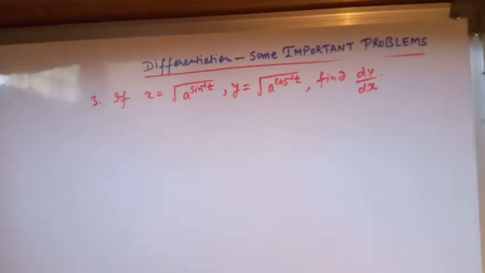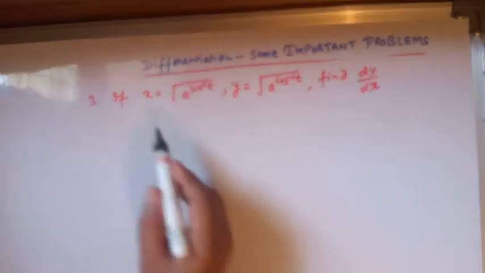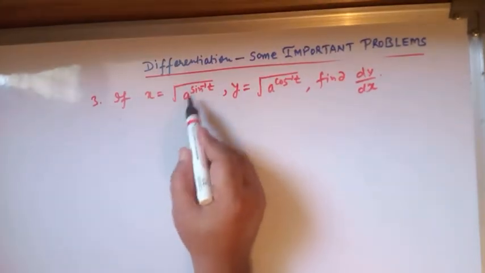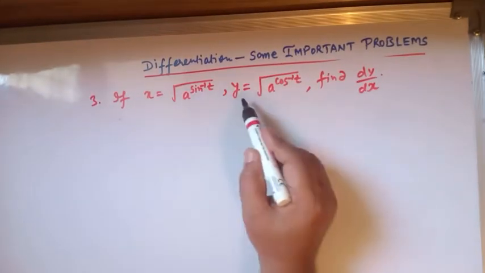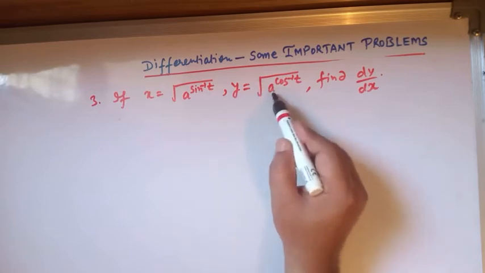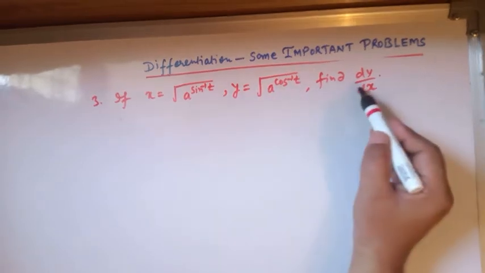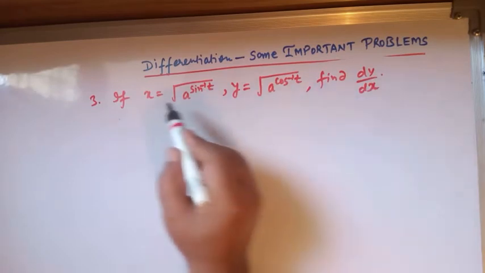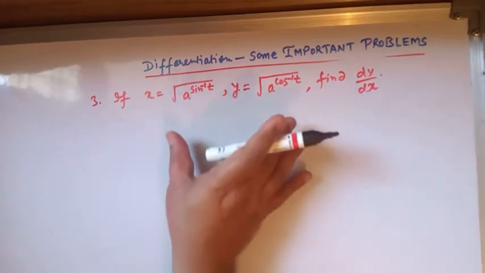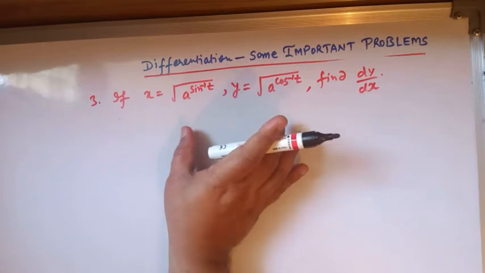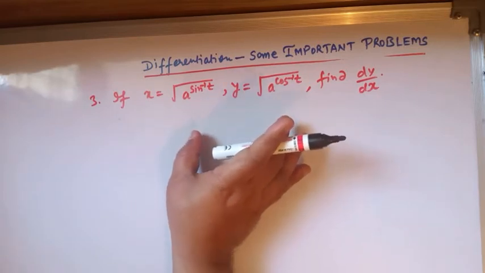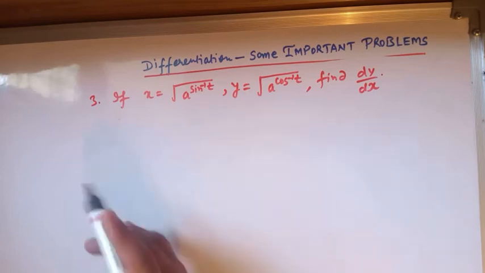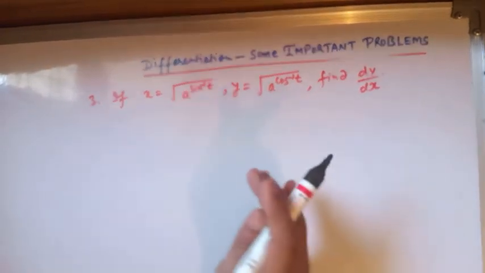Now viewers, let us take this important problem. Here we have x is equal to square root of a raised to sin inverse t, and y is equal to square root of a raised to cos inverse t. We have to find the derivative dy over dx, and we see that this is an example from parametric differentiation. Clear? So let us do it.